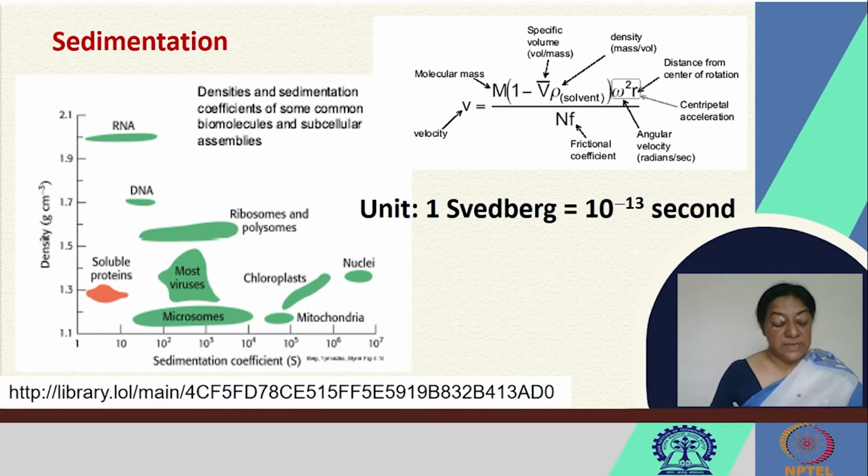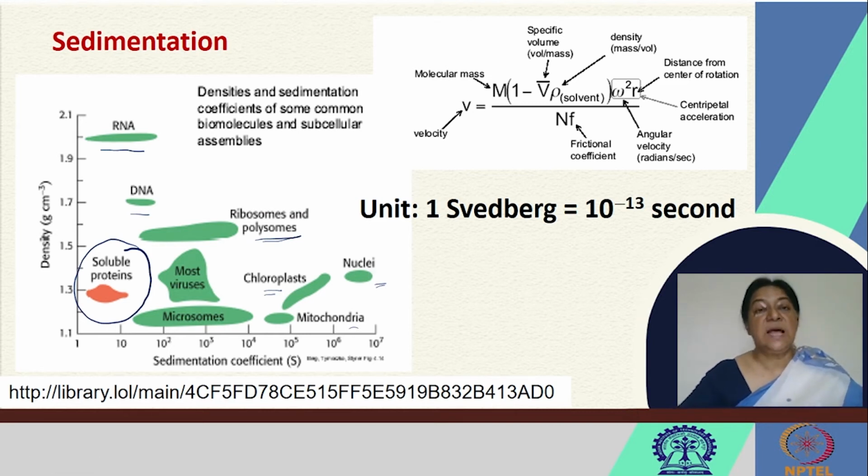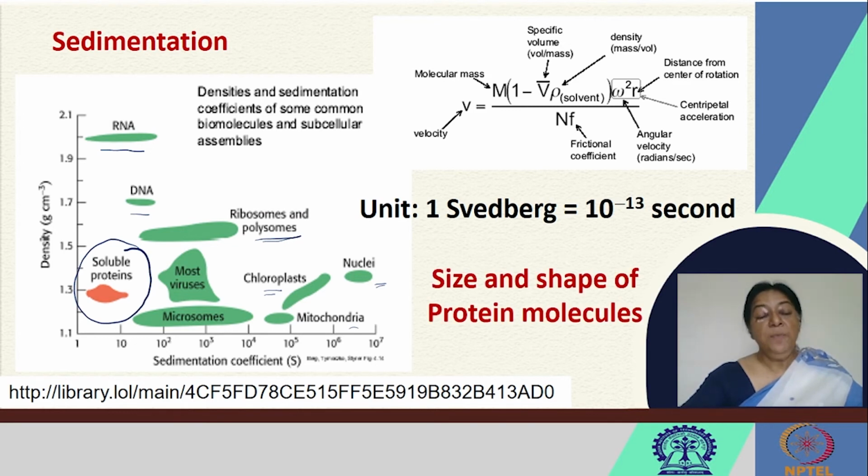In the densities and the sedimentation coefficients of some common biomolecules that are given here, we see that we have soluble proteins around this region, giving us a low density and a relatively low sedimentation coefficient. We have RNA, DNA, and larger and larger organelles, chloroplasts, nuclei, mitochondria, all in this specific graph that gives us the densities and the sedimentation coefficients of common biomolecules and subcellular assemblies. From here, we get an indication of the size and the shape of the protein molecules.